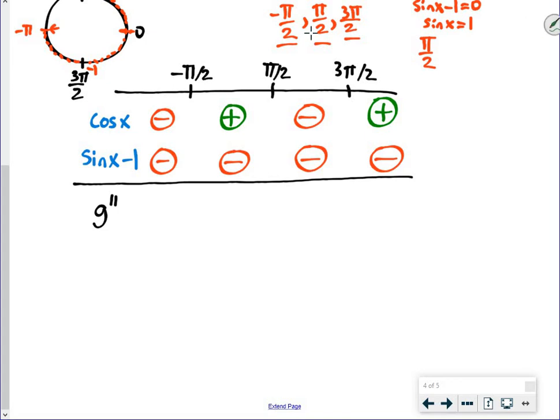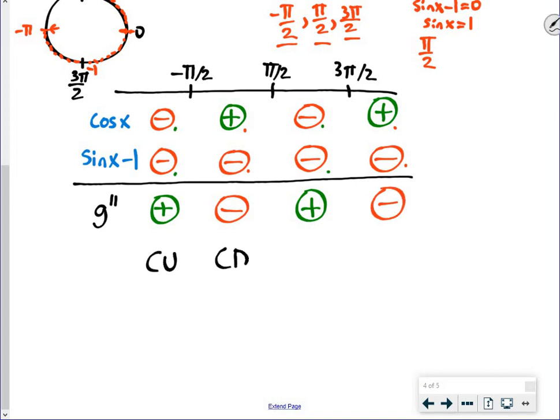It's going to be positive, right? Because negative times negative there. It's going to be negative there because those two multiply to give a negative. And it's going to be positive because negative times negative is positive. And then it's going to be negative again. So concave up, concave down, concave up, concave down.